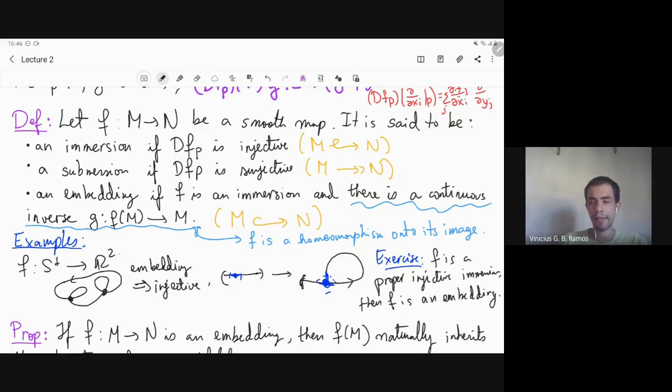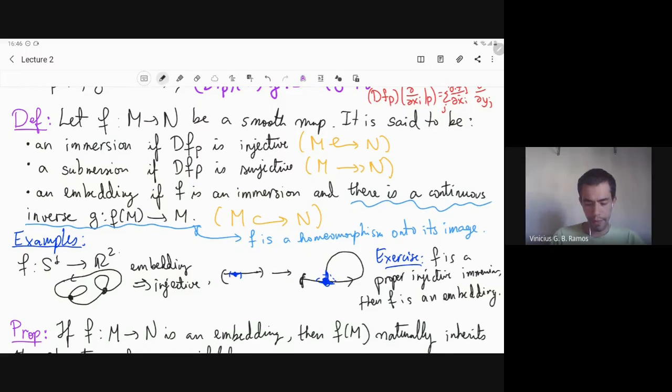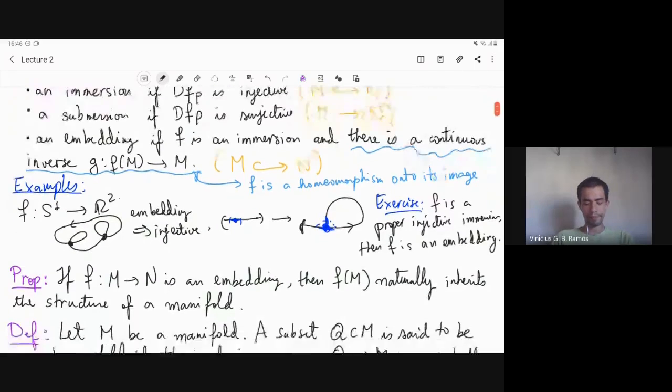Proper just means that the preimage of a compact set is compact. Okay, so you see that this is not satisfied here. If I take this little compact set here, this blue thing, if I take the closure of the blue thing, it's a compact set, but this preimage here will have a piece that's not compact near the end of the interval. Okay, so that's what I wanted to say about embeddings.